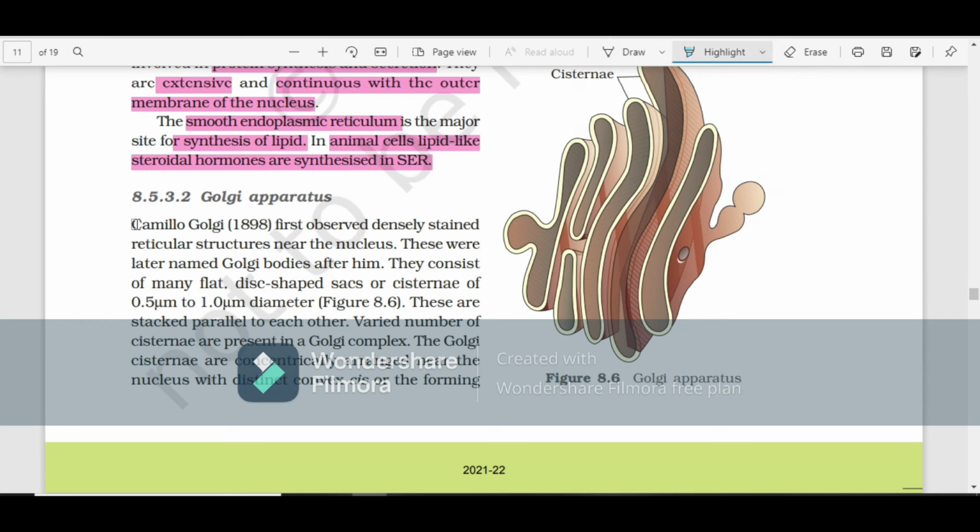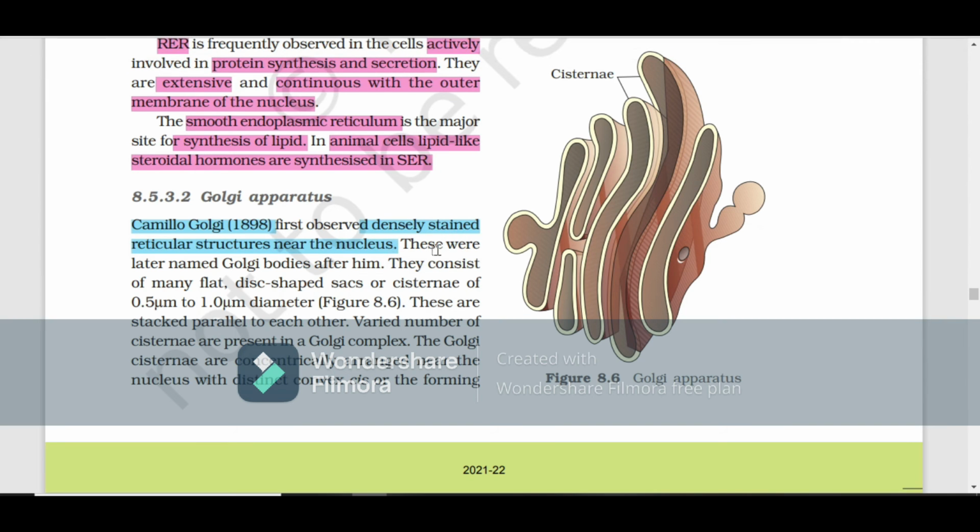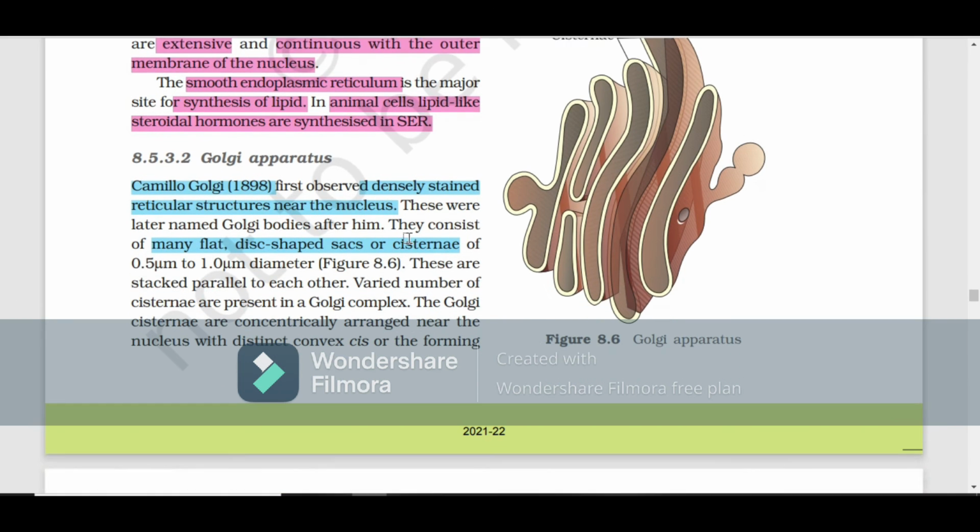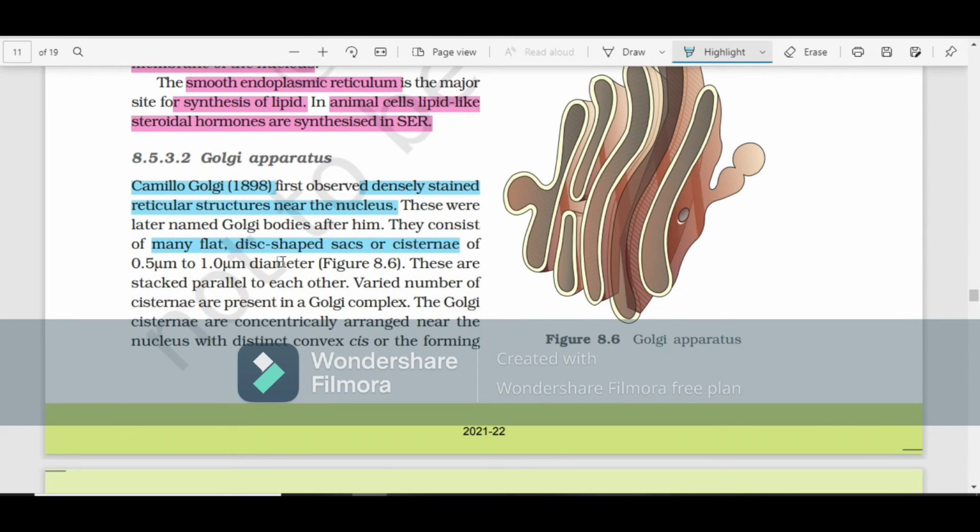Camillo Golgi, in 1898, first observed this densely stained reticular structure near the nucleus. These were later named Golgi bodies after him. They consist of many flat, disc-shaped sacs or cisternae. You can remember that Golgi had a sister, so they're called cisternae. These cisternae are 0.5 to 1 micrometers in diameter. Important. You can remember that 0.5 times 2 gives you 1. So 0.5 to 1 micrometers in diameter.